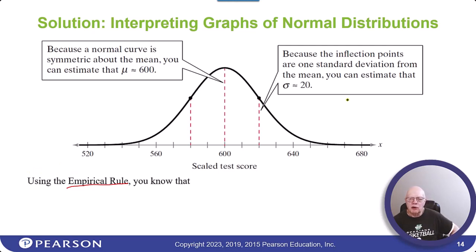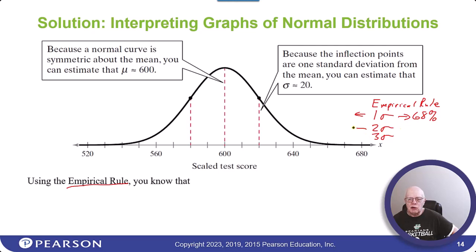Remember about the empirical rule. If you remember about the empirical rule, we were talking about 1 standard deviation, 2 standard deviations, 3 standard deviations. What about them? Well, if you go 1 standard deviation both ways, you're going to cover, this should sound familiar, about 68% of all the data.